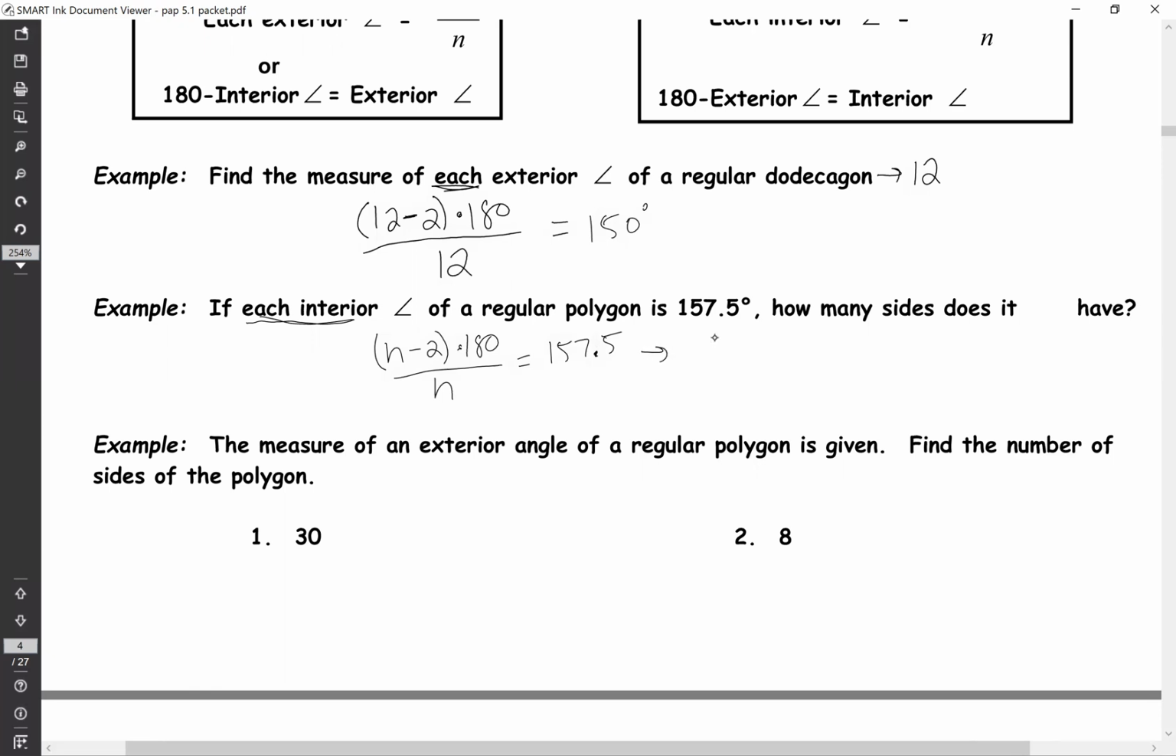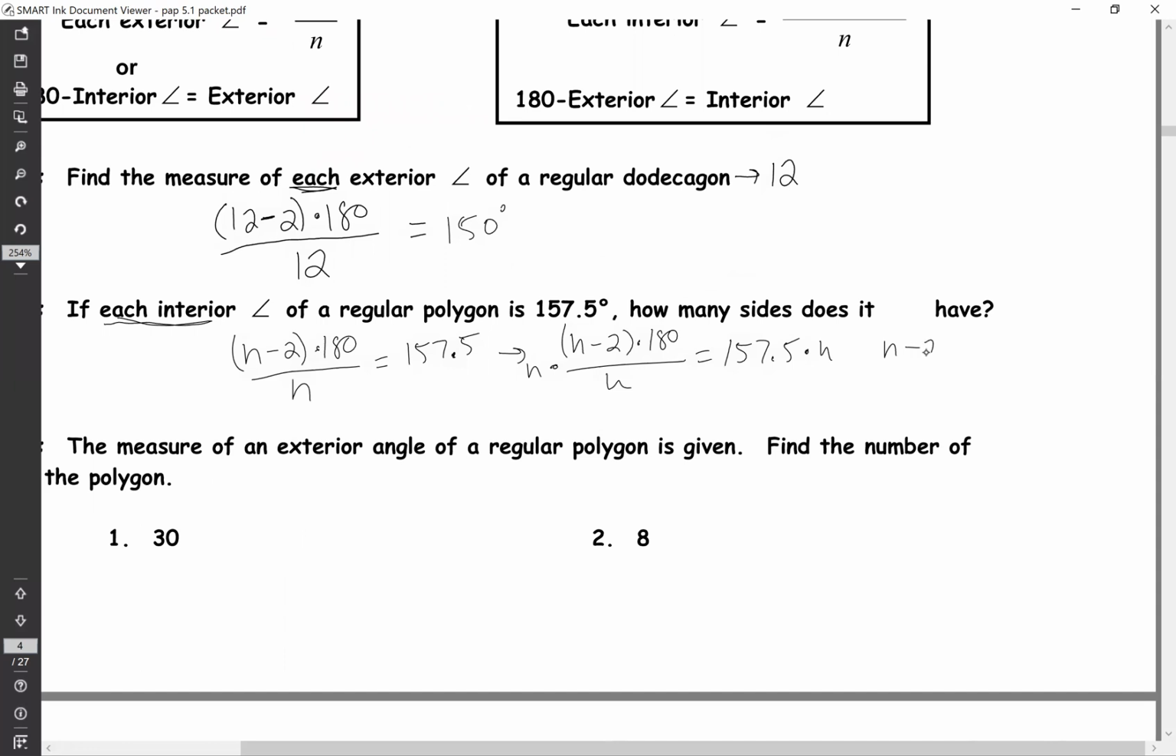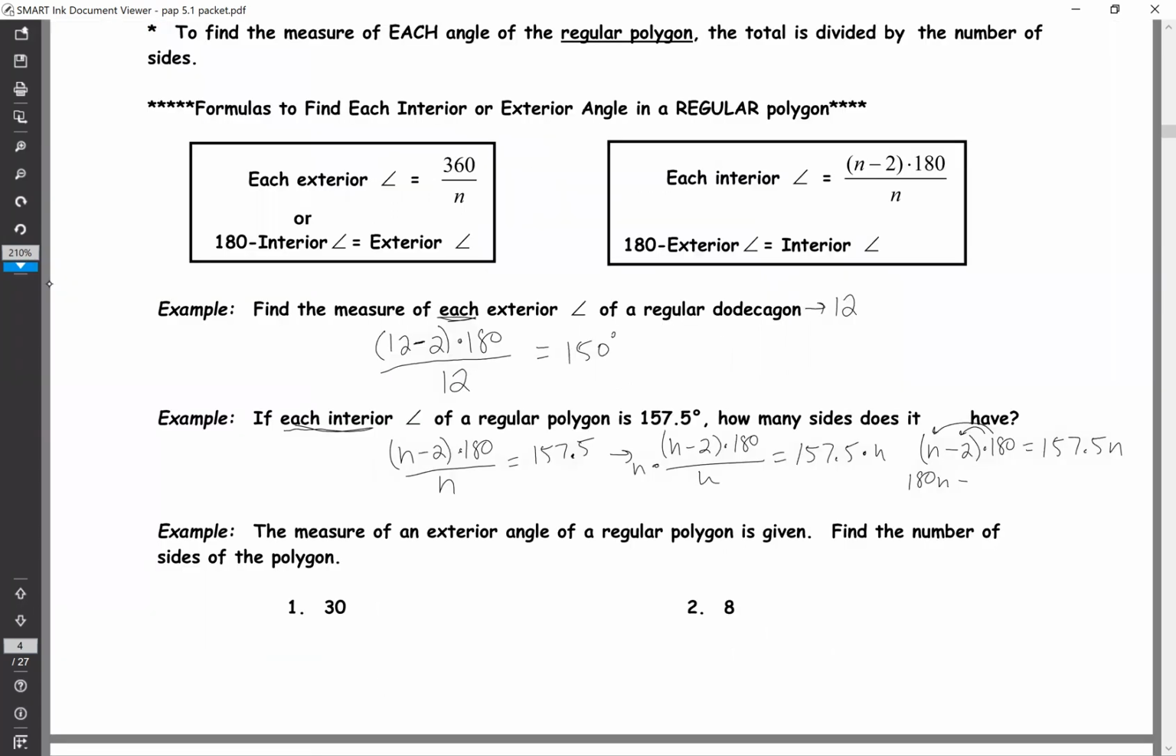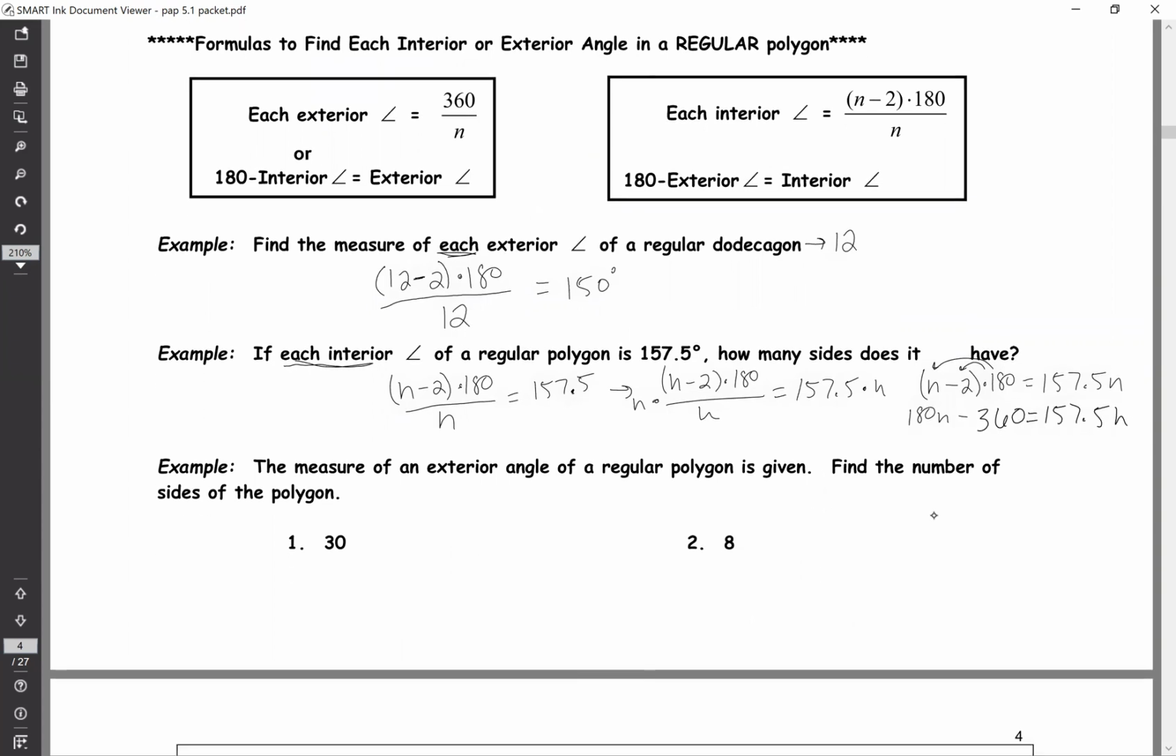I'll rewrite it here so you can see exactly what we do. Step 1 is to multiply by n on both sides. So you're going to end up with n minus 2 times 180 equals 157.5n. Then we're going to do the distributive property, multiplying the 180 into both of these. So we have 180n minus 180 times 2, which is 360, equals 157.5n.